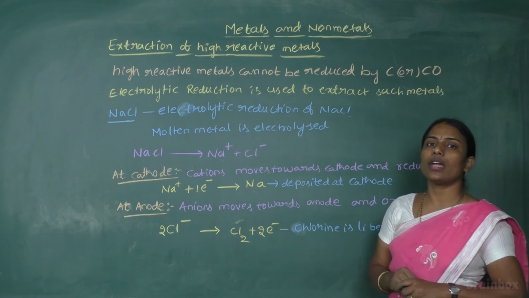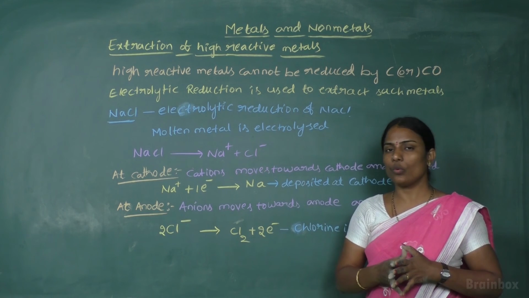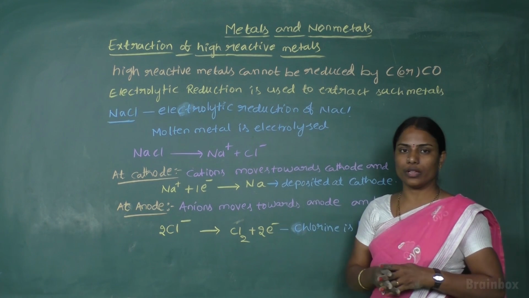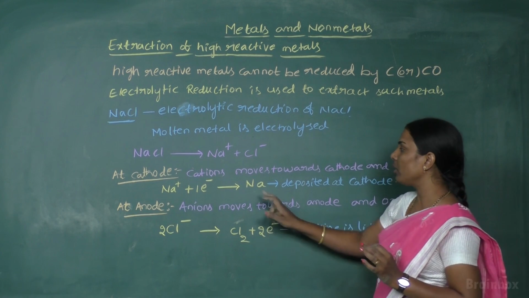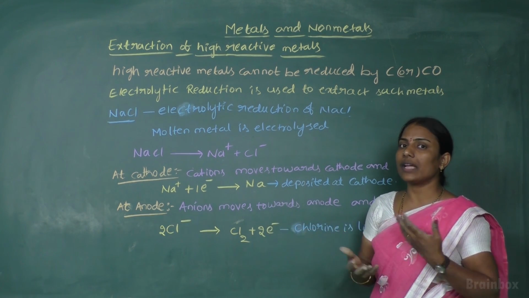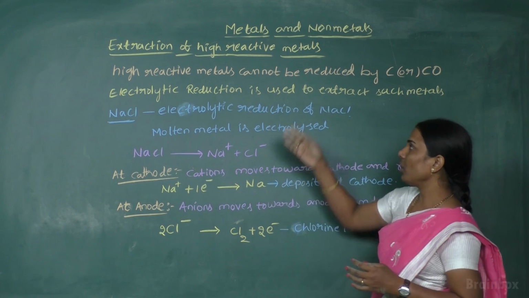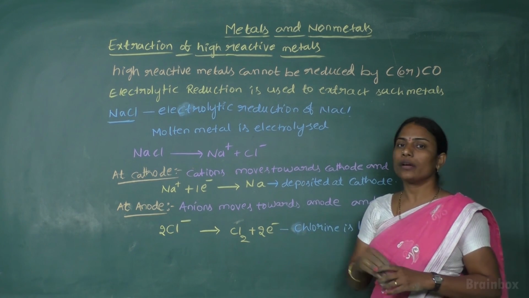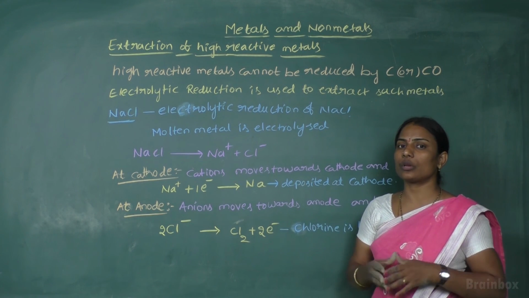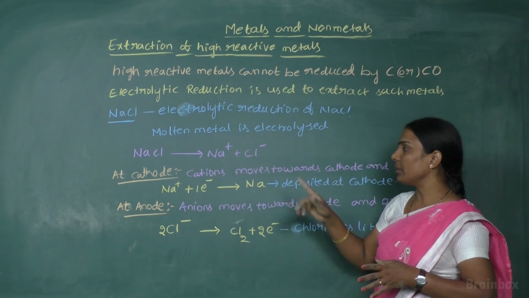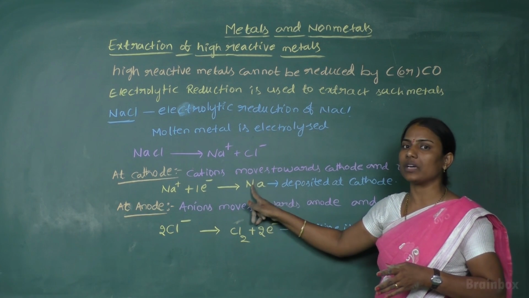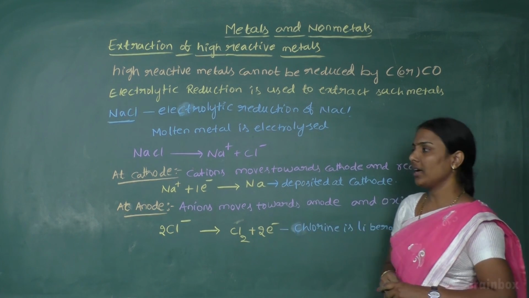This is the way you extract the metal. Whatever the metal extracted, the process is common. The metal will always be deposited at the cathode. Where can we get the metal? During extraction of highly reactive metals, we can electrolyze their molten solutions, and after electrolysis the metal is always deposited at the cathode. So we can extract the metal from the cathode. Have a look now.